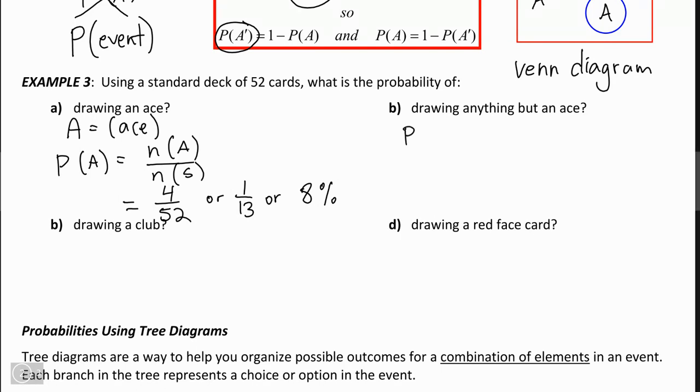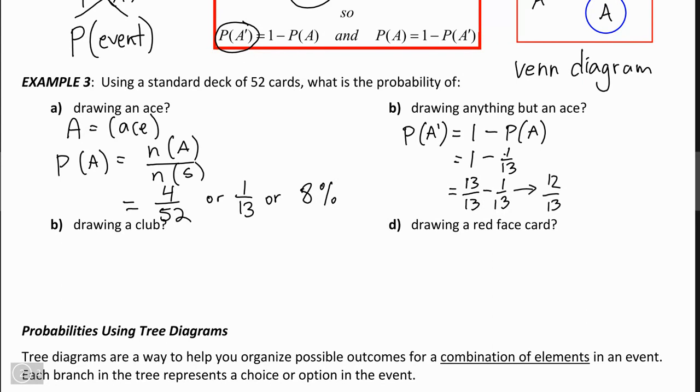What about not drawing an ace for part B? Now we're looking for the complementary event, any other outcome except drawing an ace. So P of A prime is 1 minus the probability of drawing an ace. So I'm going to do 1 minus 1 over 13. If you don't like fractions, you can use a calculator, but this is just 13 over 13 minus 1 over 13, and that's going to give me 12 over 13.